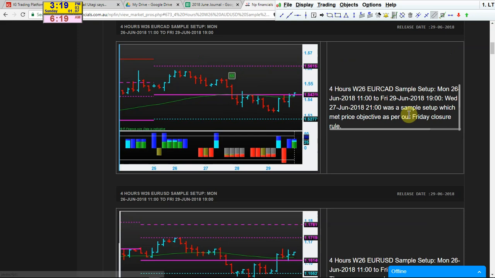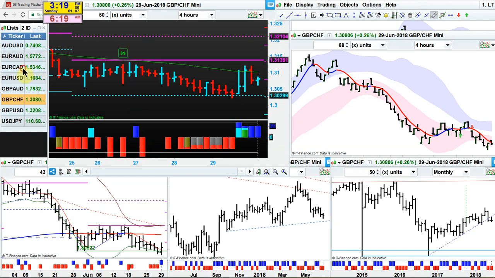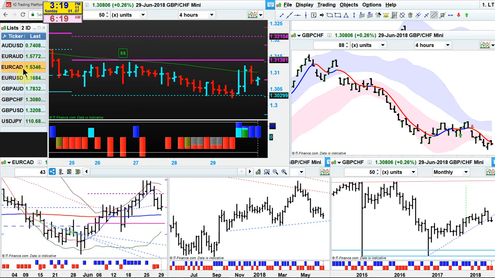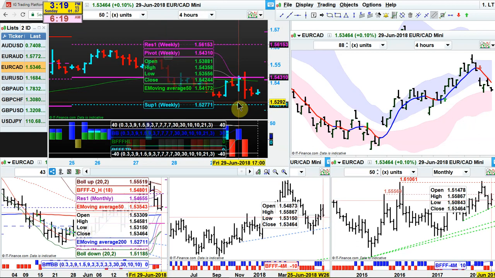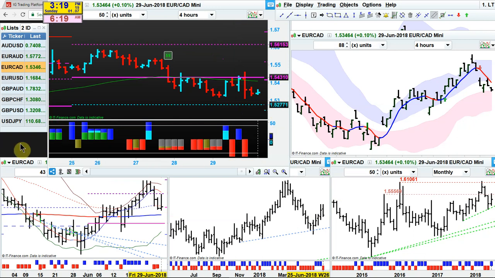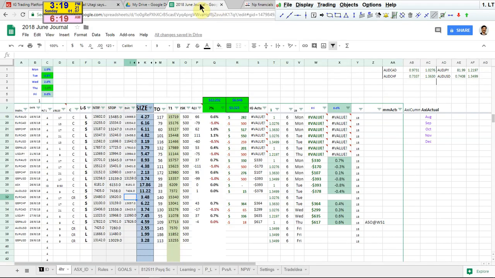Here I wrote, which met price objective as per Friday closer. So what was the Friday closer price objective for EuroCAD? Let's go to Friday 1700 bar. Friday 1700 bar is this one, and the close is 154.24. So we go here, 154.24. We write here short, and then 154.24. So we went 0.4 there.